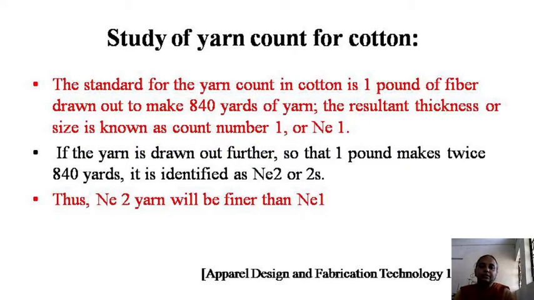Study of yarn count for cotton. How will you find the yarn count of cotton? The standard for the yarn count in cotton is 1 pound of fiber drawn out to make 840 yards of yarn. The resultant thickness or size is known as the count number 1, or NE1.